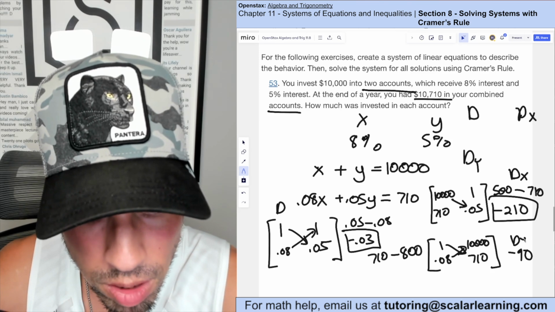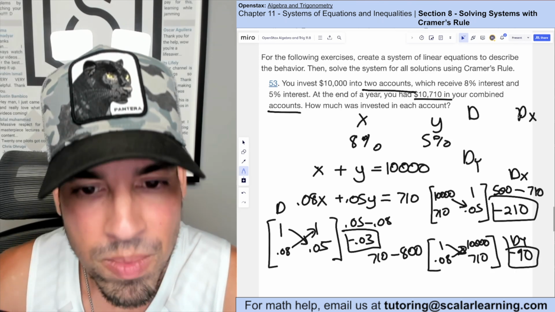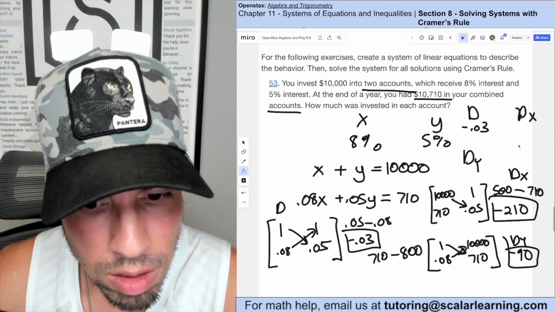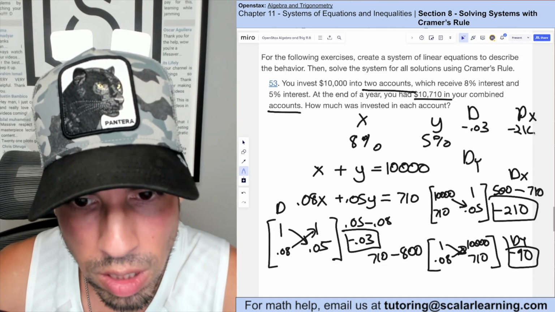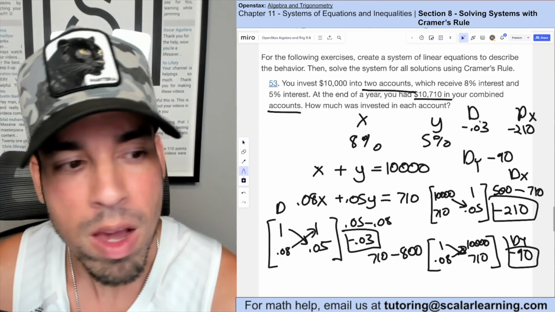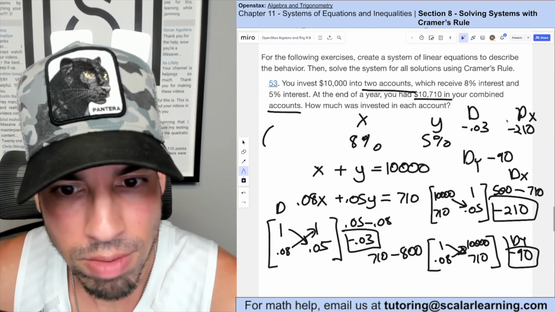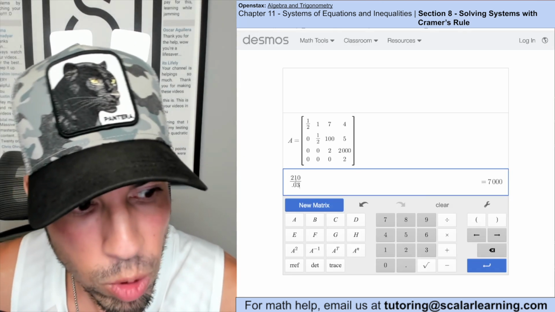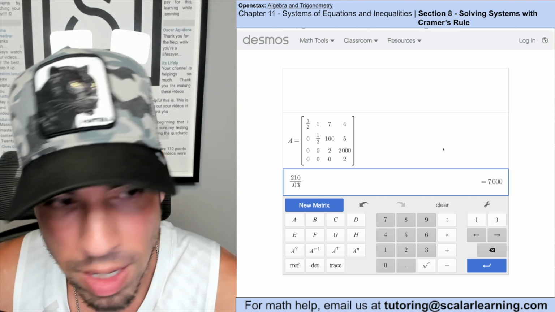Okay? And that's going to be our dy. So let's box that. All right, so we got negative 0.03 for d. We've got negative 210 for dx, and then we got negative 90 for dy. Now to get my x value, I take negative 210 divided by negative 0.03. And since they're both negatives, we can just make it positive, and we get a nice 7,000.